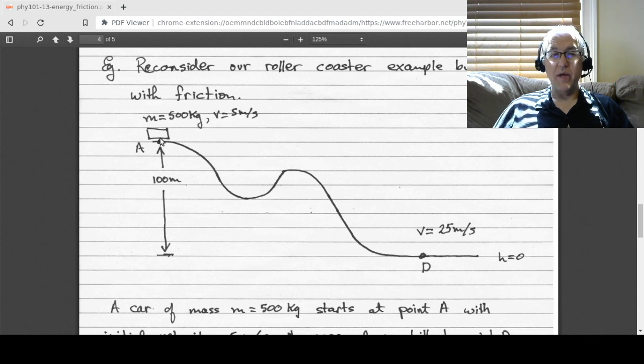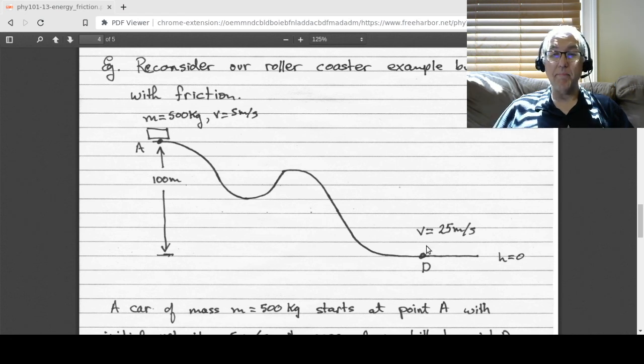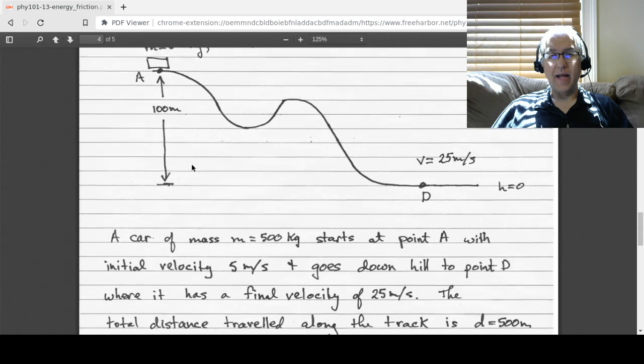That was point A, and that point A was 100 meters above ground level, and then it goes down the track, and the track has some curviness to it, and then it gets to the bottom. At the bottom, in this case, it has a velocity of 25 meters per second. I'm actually going to tell you how fast it's going at the bottom. I call this point D just to make it correspond to the example that I did earlier. There I had a point A, a point B, a point C, and a point D, but here we're just going to consider point A and point D. So that's the picture.